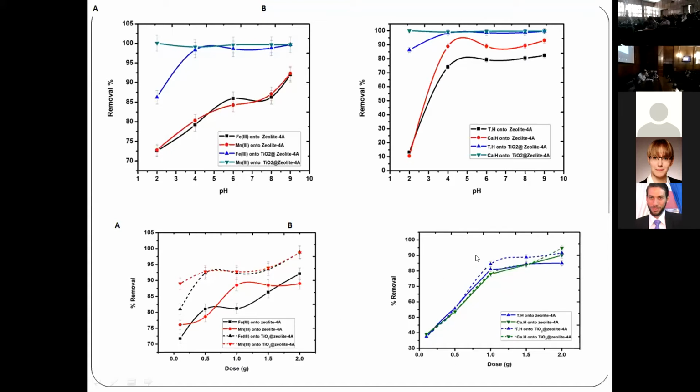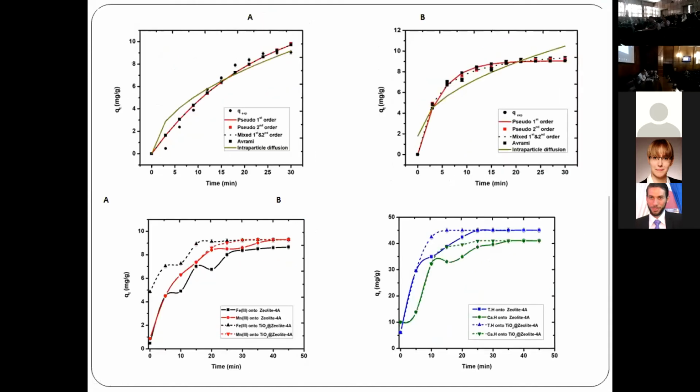And the same behavior appeared in the study of removing hardness from the feed underground water. Also, regarding the effect of time, we found that increasing the time increases the adsorption and the removal efficiency of iron, calcium, and the total hardness. We found the maximum time between 20 to 50 minutes, and this is a very short time, leading to production of a high volume of treated water.